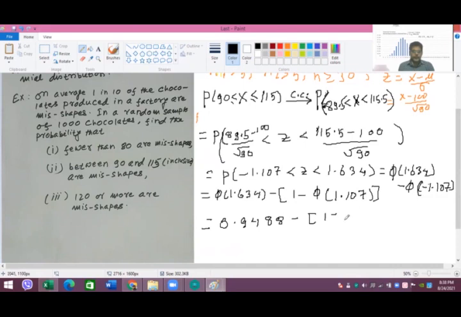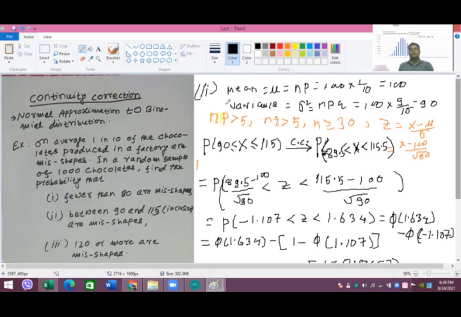1 minus, and this value from the table is 0.8657. Finally, by using the calculator, our answer is 0.8145. So this is the answer. In this way we can easily calculate the binomial probability by using the continuity correction in the normal approximation to the binomial distribution. So let's go over all the steps carefully regarding the second part of this question.